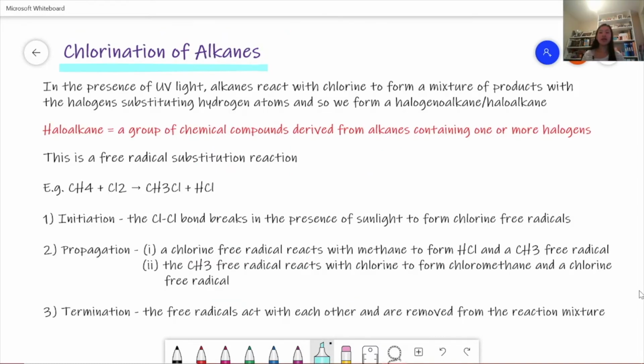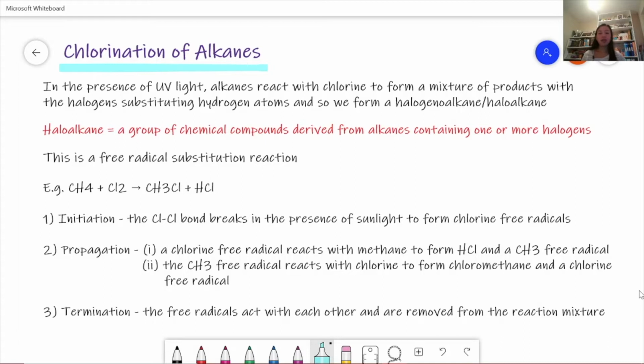Now we're going to talk about the chlorination of alkanes. So in the presence of UV light, alkanes react with chlorine to form a mixture of products with the halogens substituting hydrogen atoms, and so we form a halogenoalkane or a haloalkane. So the definition of a haloalkane is a group of chemical compounds derived from alkanes containing one or more halogens. So in this example, we'll be looking at CH3Cl, which is chloromethane.